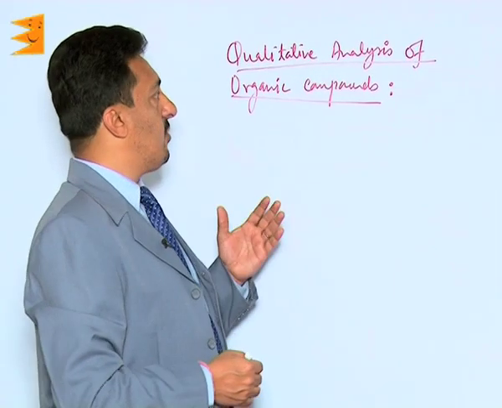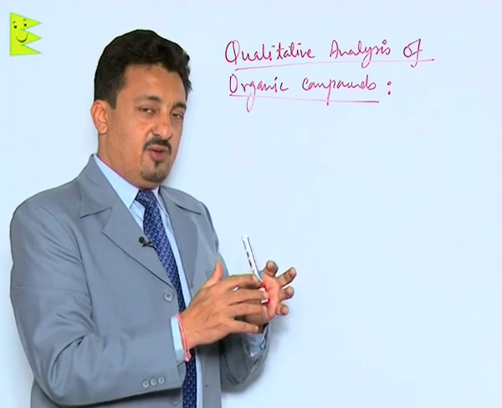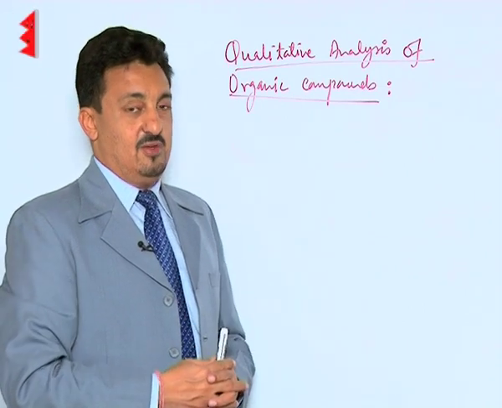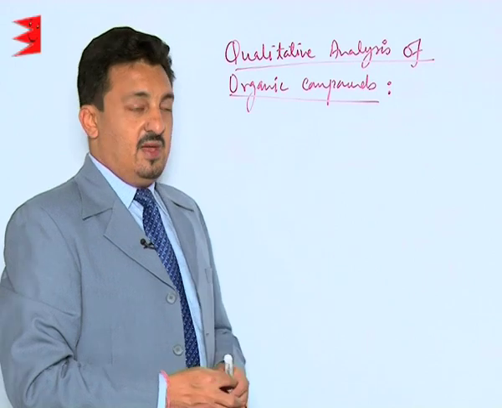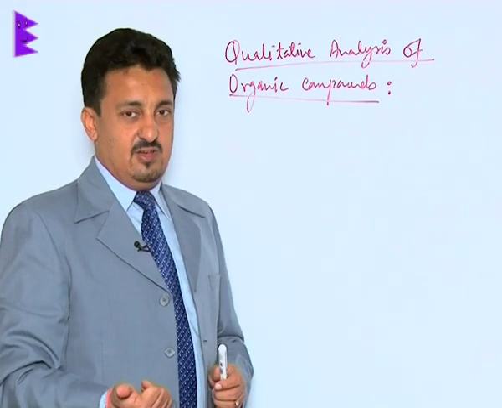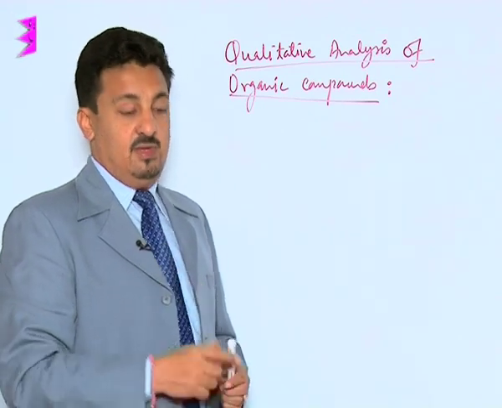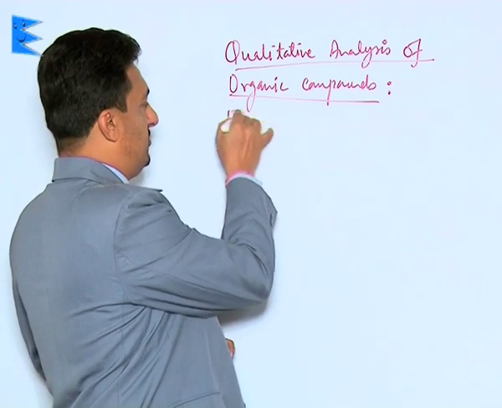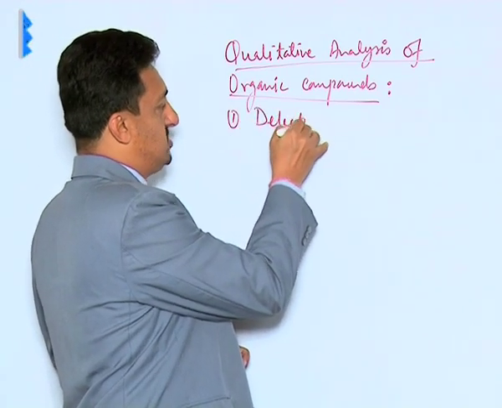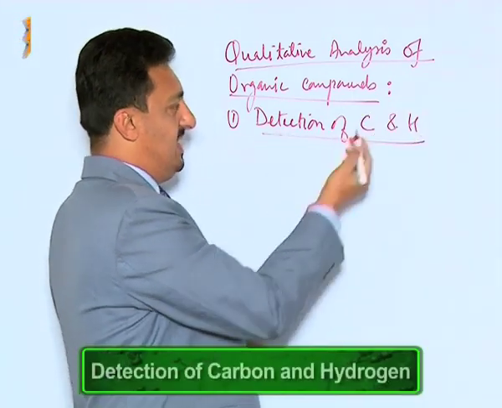Now let us do the qualitative analysis of organic compounds. In this, we try to find out what elements are present in an organic compound. We know that organic compounds are either hydrocarbons or derivatives of hydrocarbons. So the first thing we do is the testing or detection of carbon and hydrogen, which is very easy.